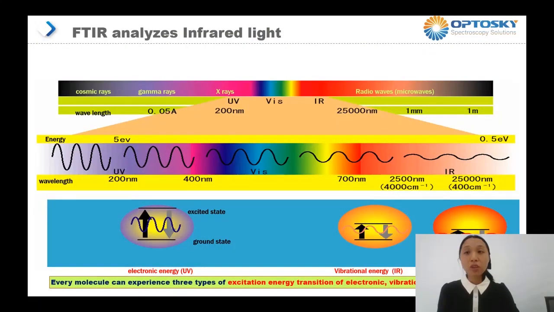On Earth, we are surrounded by many rays, such as cosmic rays, gamma rays, X-rays, and radio waves. But FTIR spectrometers focus on light covering UV, visible and infrared, from 200 nanometers to 25,000 nanometers. Every molecule interacting with light can experience three types of excitation energy transition: the highest energy is the electronic energy, and lower ones are the vibrational energy as well as the rotational energy.